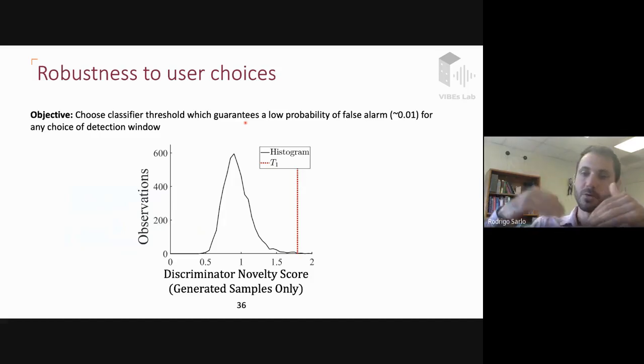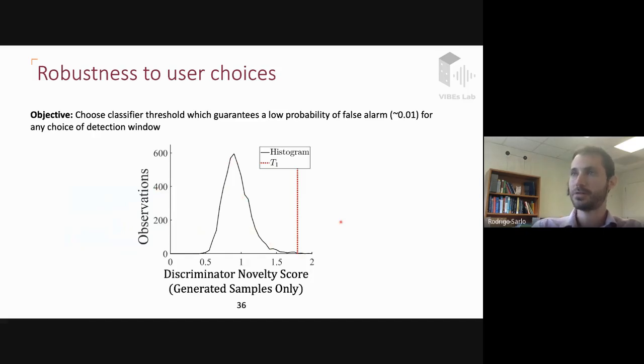The discriminator outputs a score, basically from 0 to some number. The higher the score, the more confident it is that this is a novelty. So we want to set a threshold for that score that defines a robust measure of a novelty. The way we do that is we generate a bunch of samples from the generator, and we look at how the novelty score is distributed. And here you see the histogram of scores.